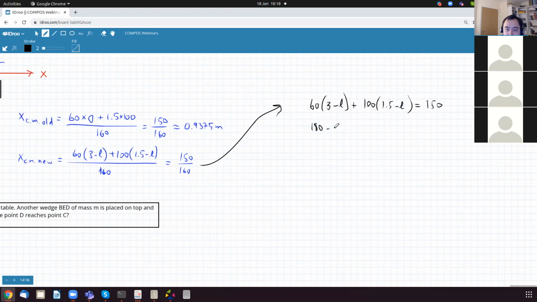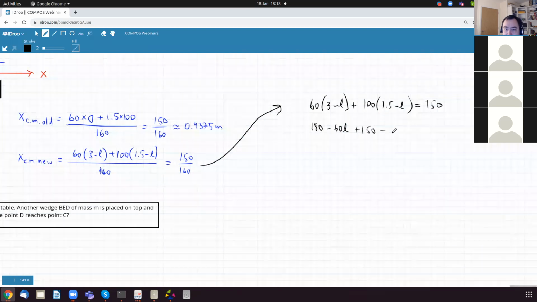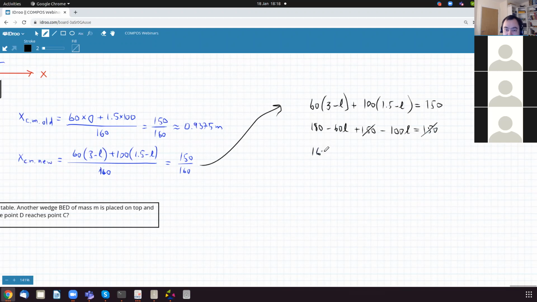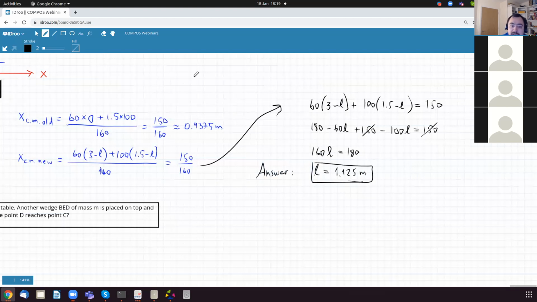So 180 minus 60L plus 150 minus 100L equals 150. 150 cancels. And we have 160L equals 180. So L is equal to 180 divided by 160, 1.125 meters. So the boat has shifted by 1.125 meters. And this is the answer. Any questions here?